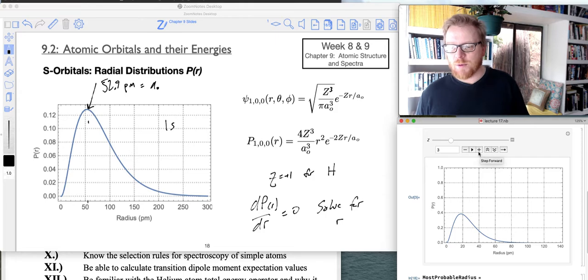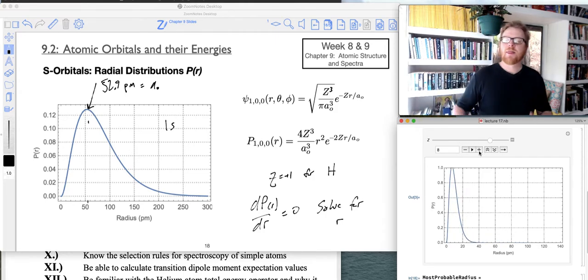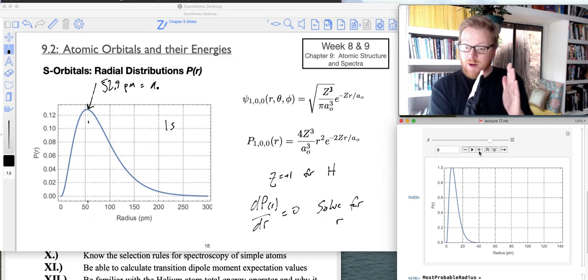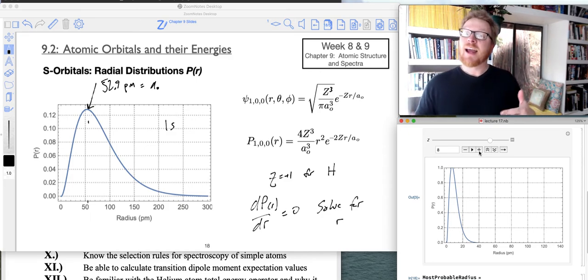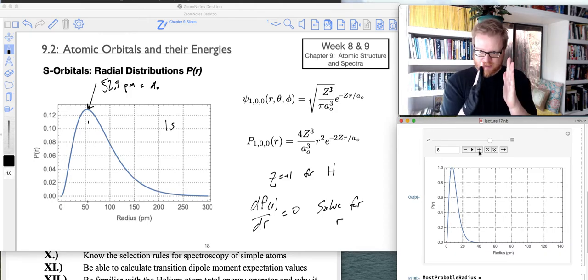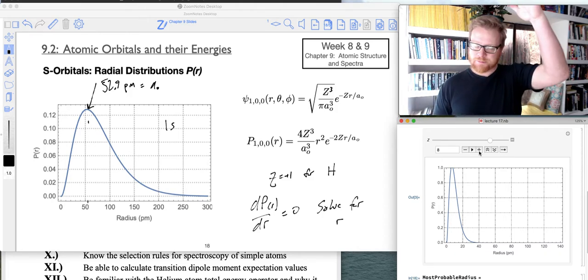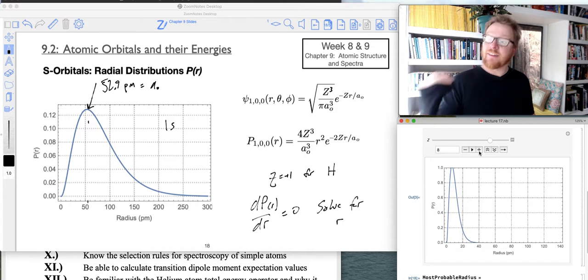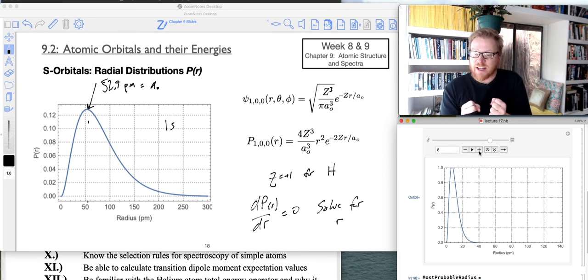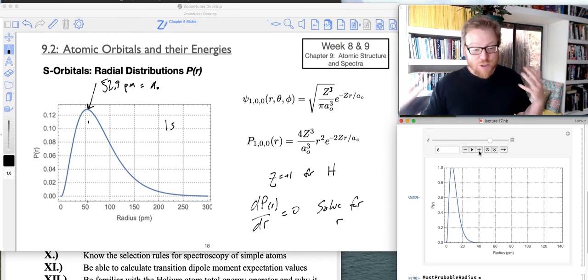And if I keep going with this, +4, +5, +6, you can see that the function is getting more compressed because it has to be the same area. All we've done is change the z. So for the same area, it has to become more compressed and taller. But changing that internuclear charge to higher values has the effect of sucking the electron in even closer, which is what we remember from our general chemistry days.